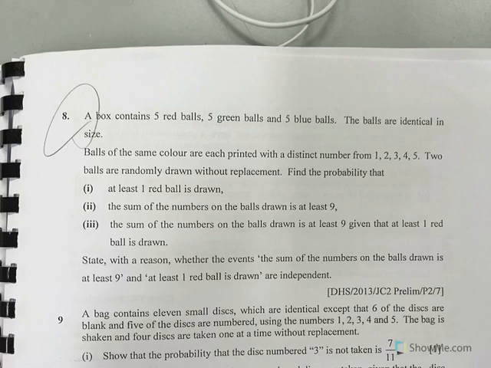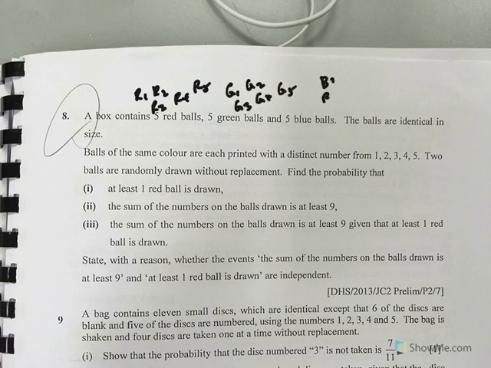A box contains 5 red balls, 5 green balls, and 5 blue balls, right? So the balls are identical. I want to pick each ball numbered 1, 2, 3, 4, 5, so it can be red 1, red 2, red 3, red 4, red 5, green 1, green 2, green 3, green 4, green 5, blue 1, blue 2, blue 3, blue 4, blue 5. Okay, find the probability that at least one red ball is drawn.